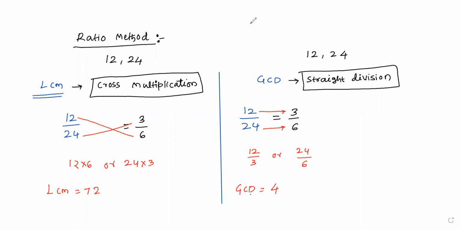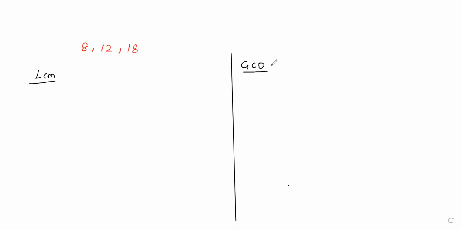Let us see what happens when we have more than 2 numbers. Suppose 8, 12, 18 are there. In this case, we want to find the GCD as well as the LCM. The first step: choose any 2 numbers.